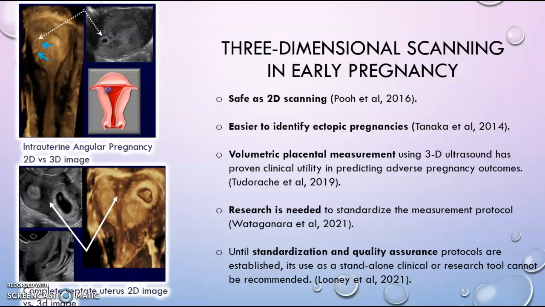In recent studies, it has been highlighted that there is a requirement for standardized measurement protocols. Until these and quality assurance protocols are established, it would not be recommended as a standalone clinical or research tool. Although the use of 3D ultrasound would be beneficial in identifying ectopic pregnancies, 2D ultrasounds would still need to be performed first. Though the potential for this innovation could drastically reduce scan time and exposure for the patient, it would enable the A&P to accurately scan and assess the patient to then make an informed decision.